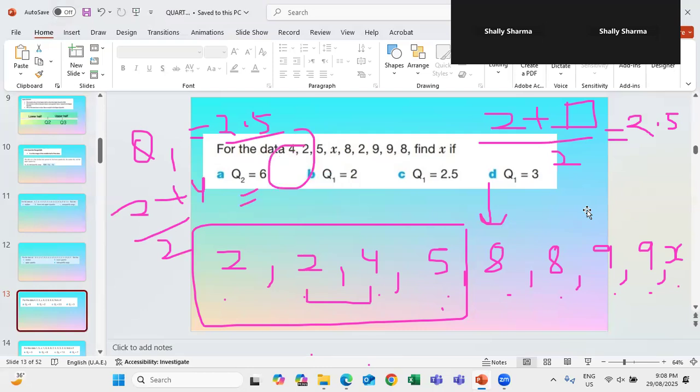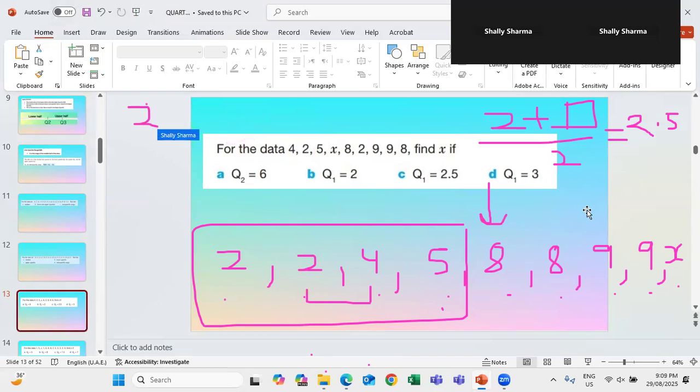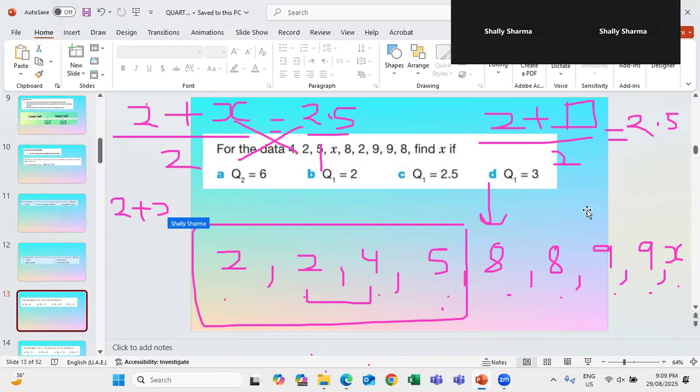So that means I keep this 2 as it is, instead of 2 plus 4, because data should be ascending. So I need to take this 2, but I can change this 4. So 2 plus x over 2, this should be 2.5, cross multiply. So 2 plus x is equal to 2 times 2.5, which is 5. So x is equal to 3. So if Q1 is 2.5, then x should come out as 3.